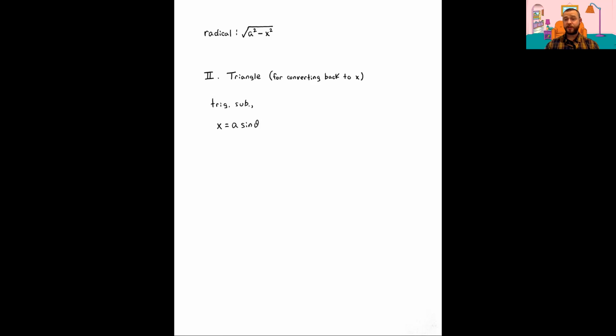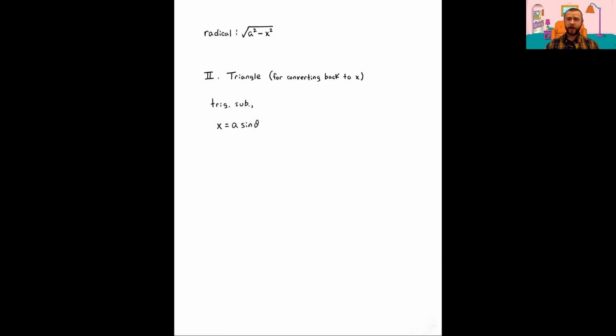There's two standard ways you can do this. One is with a triangle, sometimes called a reference triangle. The other approach for doing the conversion back to x requires knowing a bunch of trigonometric identities. I find most students in Calculus 2 have a good foundation on basic trig, basic SOHCAHTOA, but they have forgotten some of the basic trigonometric identities. So I'll advocate for using the triangle approach.